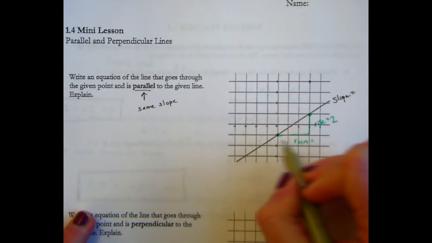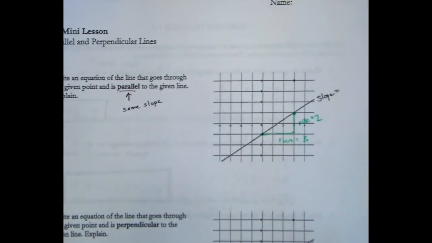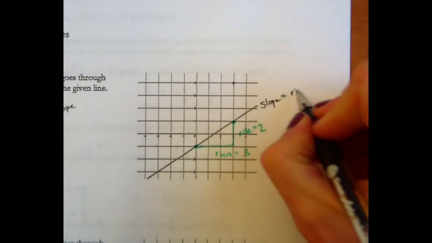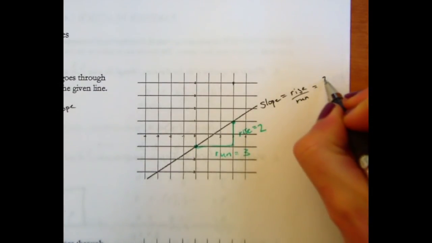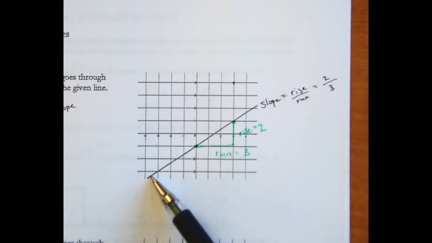So when I calculate the rise divided by the run, I'm going to get 2 divided by 3. I also like to just double check that the sign of my slope is positive. So I ended up with a positive slope, positive 2 over 3, and it looks like my line is increasing or going up from left to right. So it makes sense that I got a positive slope.